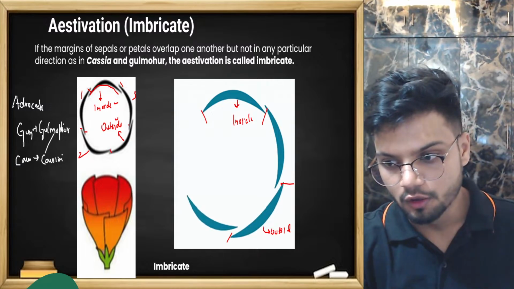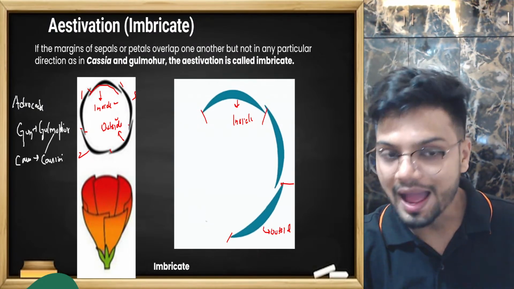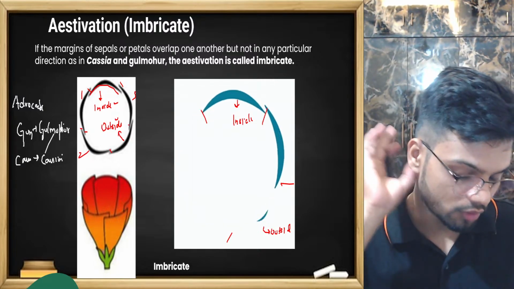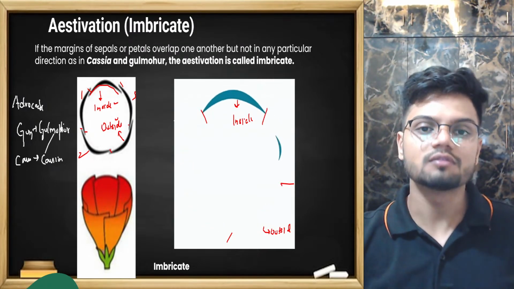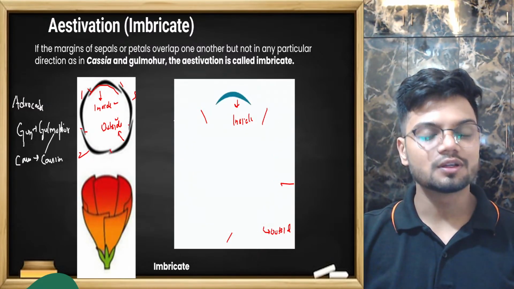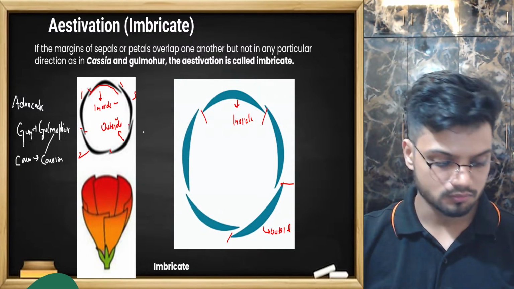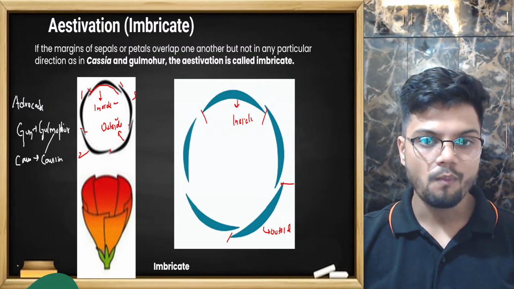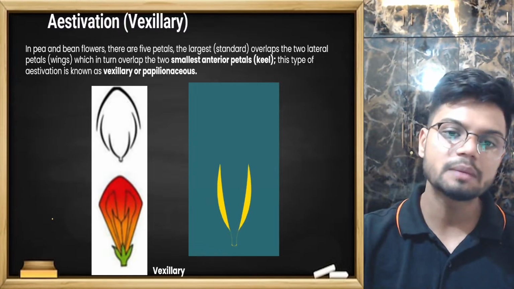Now I'll ask you one more question. Which flower shows zygomorphic condition and vexillary aestivation? Tell me the answer now, all of you. This is a question that can be asked, students, when they mix and match. Tell me a plant which shows vexillary aestivation as well as zygomorphic condition. Quickly in the chat. Anyone? The example is your pea plant.